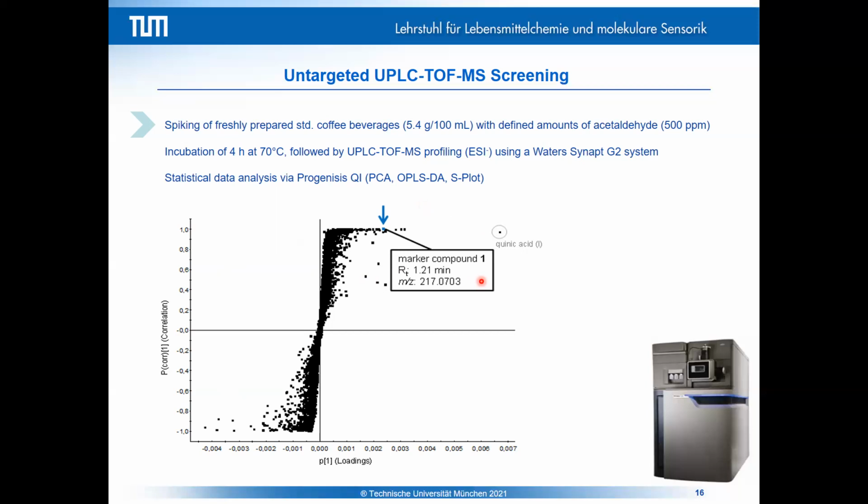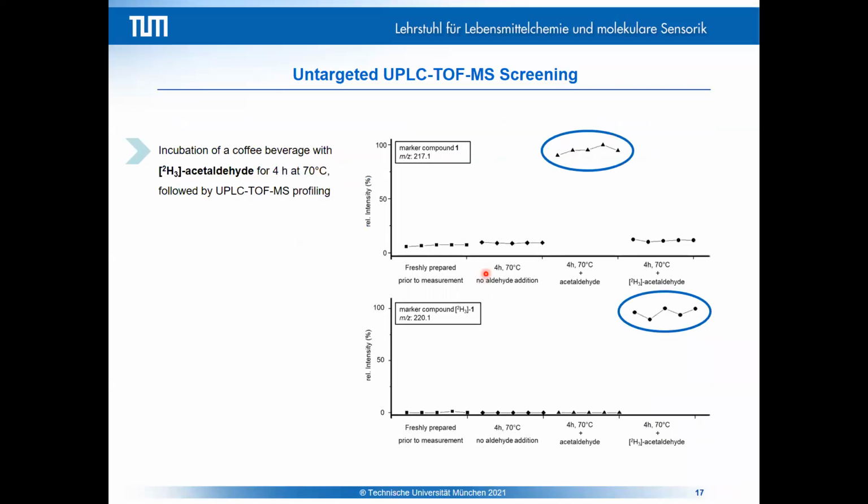So our next step was we wanted to verify if within this marker compound there was actually an acetaldehyde incorporated. To verify this assumption, we repeated these TOF-MS analyses, but we now used deuterated acetaldehyde instead of the non-deuterated acetaldehyde. If an acetaldehyde is incorporated in our molecule, this should also cause a mass shift of +3 Dalton, so from 217 to 220.